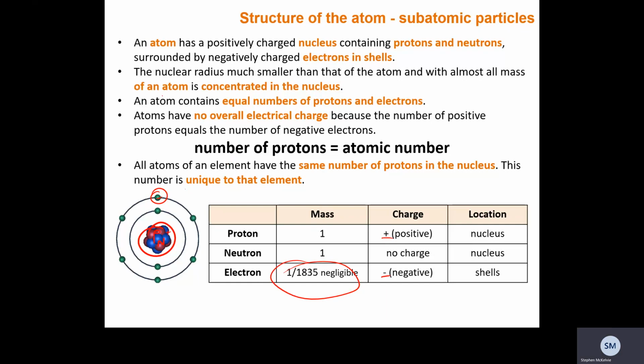A neutral atom contains equal numbers of protons and electrons. So neutral atoms have no overall electrical charge.